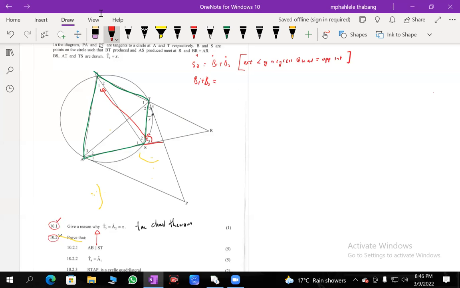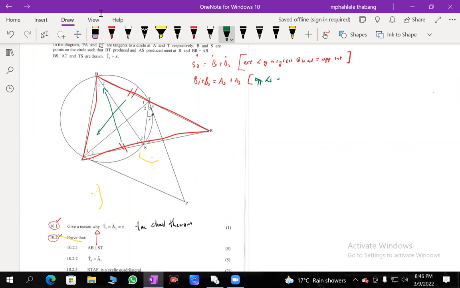Angle B1 plus B2 is equals to angle A2 plus angle A3. What is the reason? Let me go and draw that again so that it can be clear again. Remember that this side equals to this side. Therefore, this angle equals to this angle. So what is the reason? Opposite angles, opposite equal sides. Angles which are opposite to equal sides.